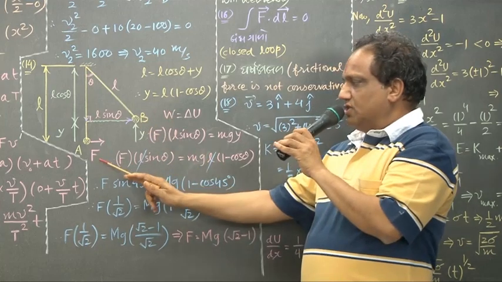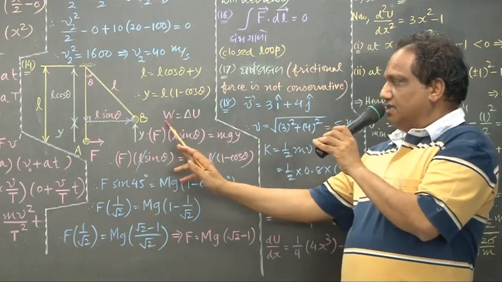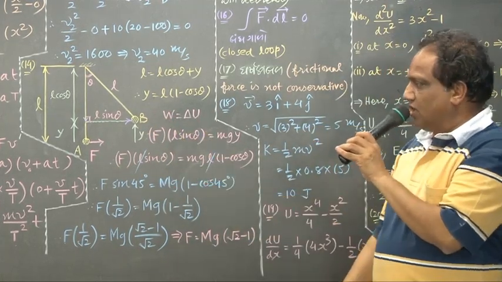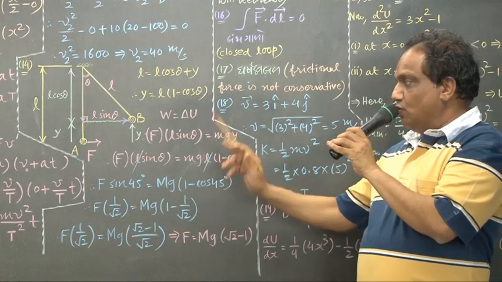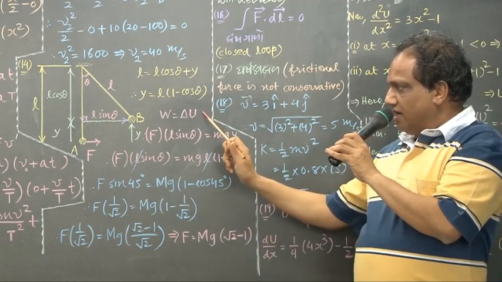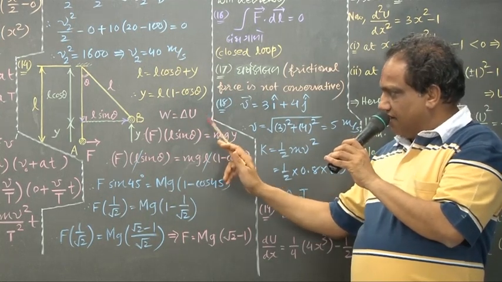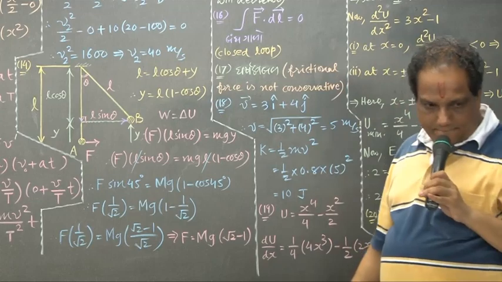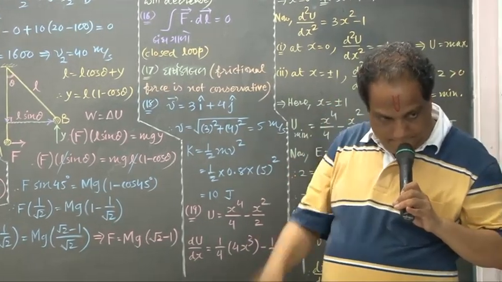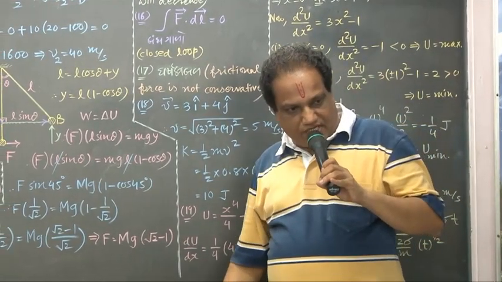Now the work done by this horizontal force is resulting in an increase in gravitational potential energy. I am writing delta U. Tell me why I am not writing plus delta K here? What is delta K? Change in kinetic energy.